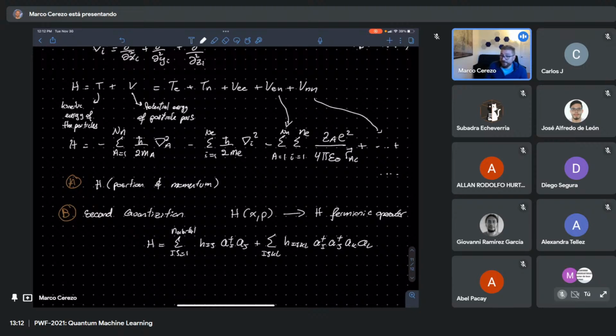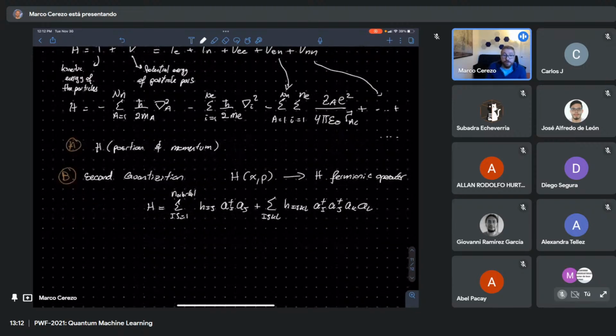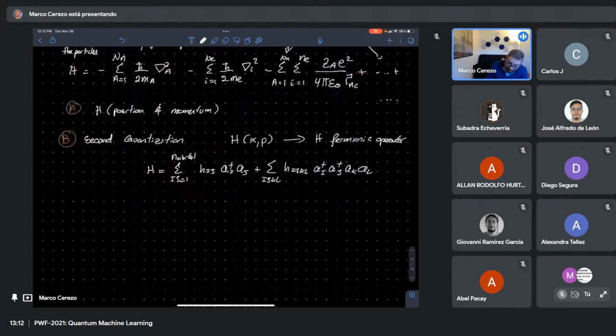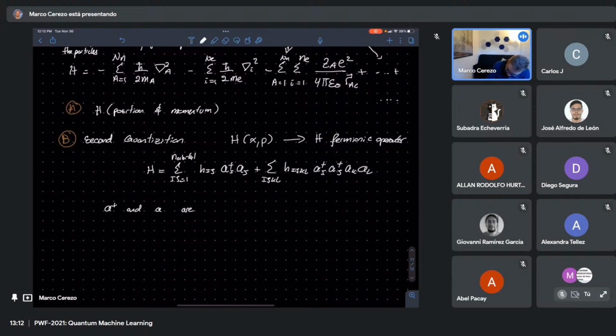So these operators A that we have right here are called creation and annihilation operators. Essentially, they're keeping track of electron excitations. How are my electrons excited in the orbitals? Are they in the ground state? Are they in unexcited orbital states? So here, A dagger and A are creation and annihilation operators for electron excitations.